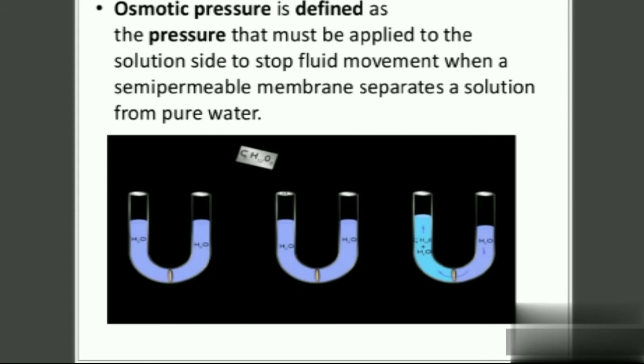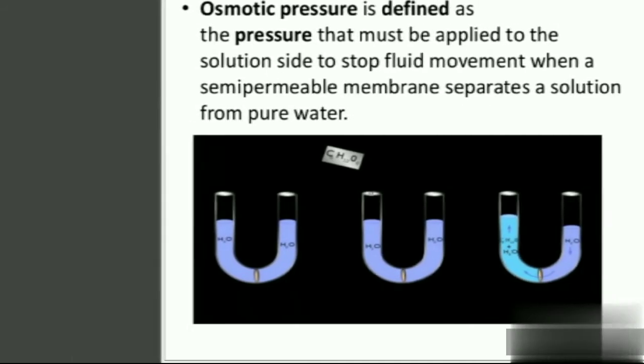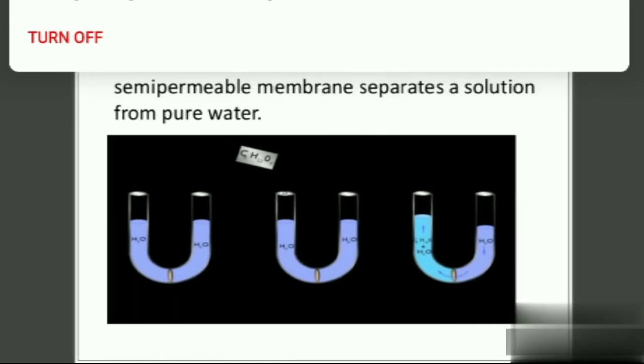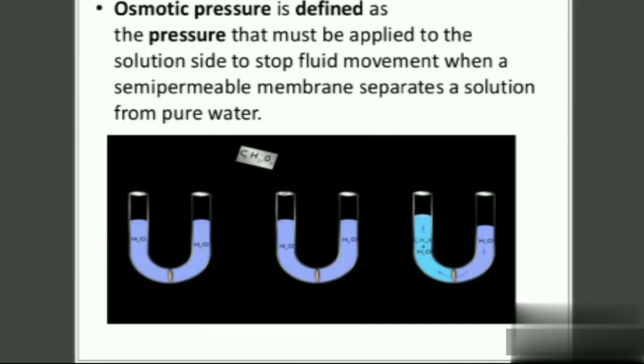Now what is this osmotic pressure? It is applied to the solution side such that it will stop the fluid movement. Why is it stopping? Because there is a concentration difference between the two sides. One side is water, the other side is a solution. Obviously the water side has a higher concentration of water, and here it is a lower concentration of water. Because of that, the movement of water molecules happens. But the osmotic pressure is the pressure developed on the solution side, which will stop the fluid movement or the water movement. So that is called osmotic pressure.